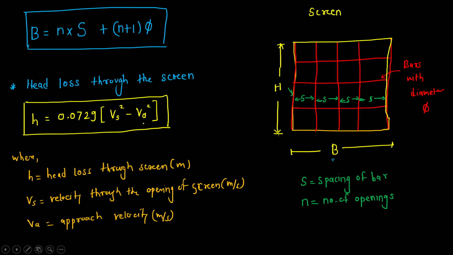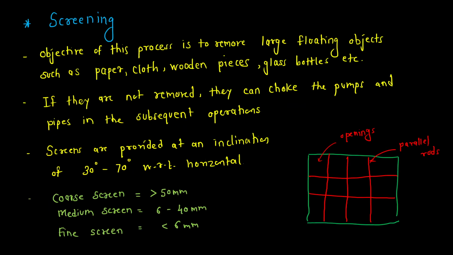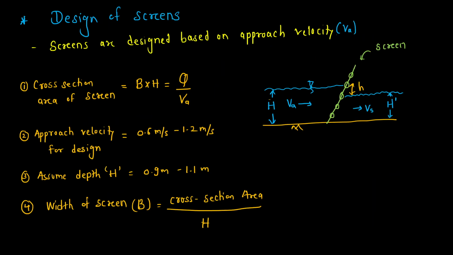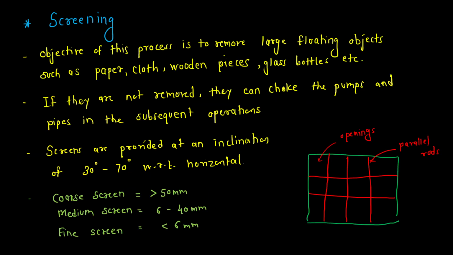Okay. So these are all the formulas that are required for the design of the screens. When you solve numericals on this, you will get a better idea about how to design. But from an MCQ point of view, this head loss equation is important. And you should remember the various sizes of openings based on the type of screen, whether it is a coarse screen, medium screen or fine screen. Okay, so with this, screening is completed.